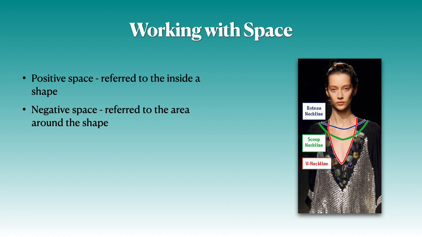The inside of a shape, which again is called positive space, is called that because it is bounded by the line. The line essentially creates the boundary. Now, the area around the shape, which is again called negative space, is called such because it is unbounded. If you look at the image here, you will notice that the positive space is considered the garment, and then you'll notice how within that positive space, you have the negative space, which is the neckline openings.